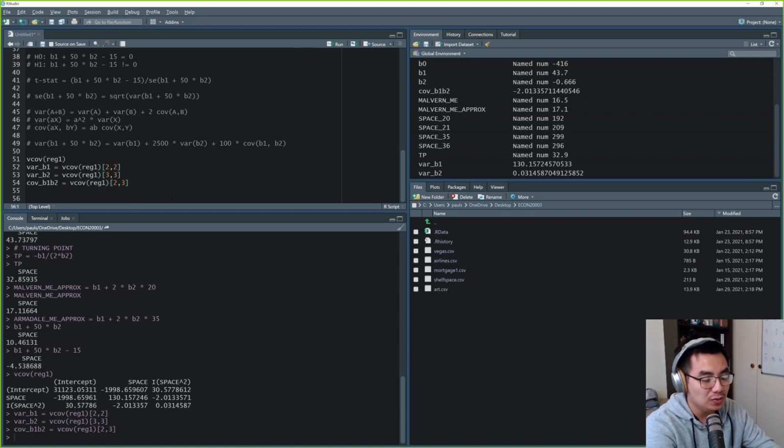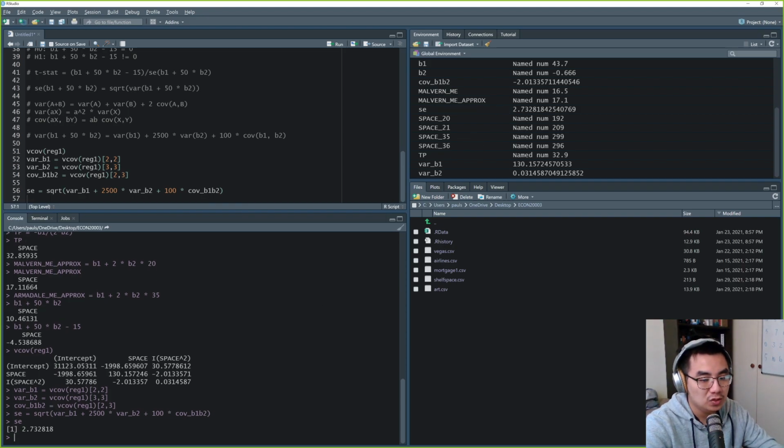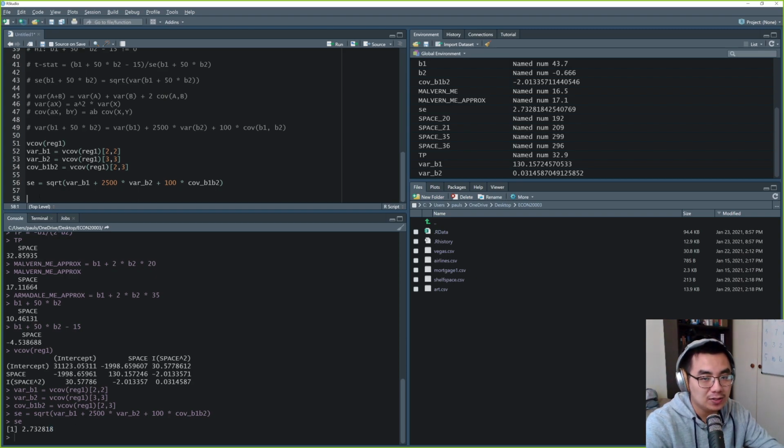And that allows you to calculate the standard error. So the standard error, I'll just use SE, is going to be the square root of this variance here, which is the variance of B1, plus 2,500 times the variance of B2, plus 100 times the covariance of beta 1 and beta 2. Okay, so you have your standard error, finally. What's the standard error? 2.732818.